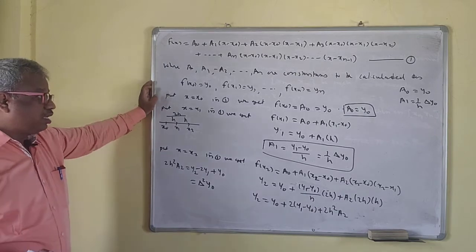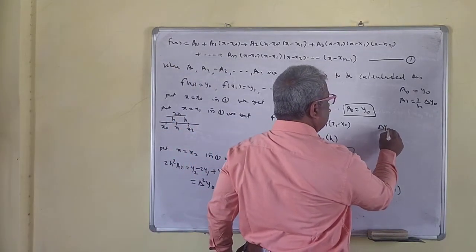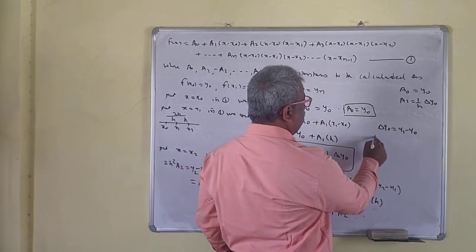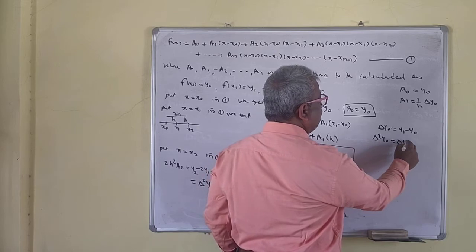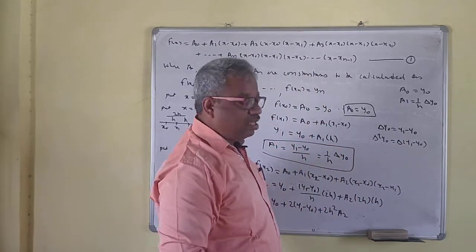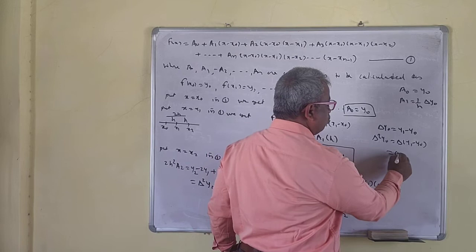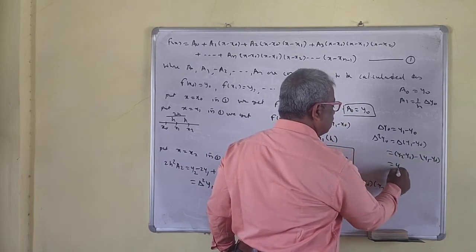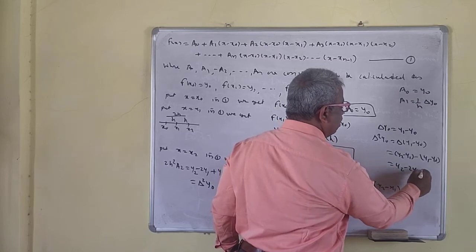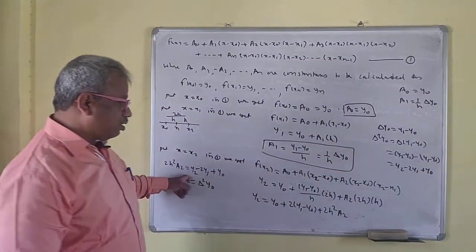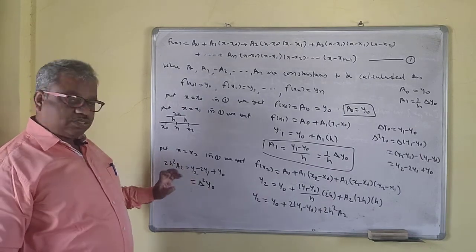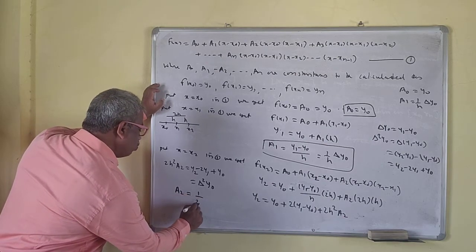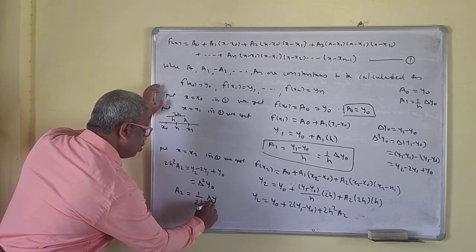Just we have calculated this. See, what is del y0? Del y0 is y1 minus y0. What is del square y0? Del square y0 is del y1 minus del y0, so increase the suffix by 1: y2 minus y1, minus the other term as it is. This is y2 minus twice y1 plus y0. So this is del square y0, and a2 is equal to 1 upon 2 h square del square y0.